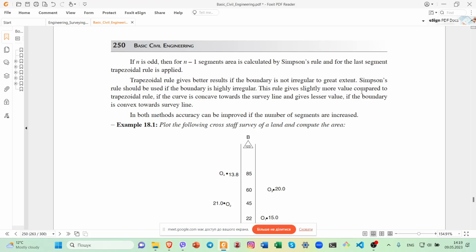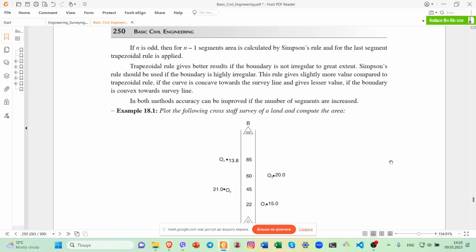Trapezoidal rule gives better results if the boundary is not irregular to a great extent. Simpson's rule should be used if the boundary is highly irregular. This rule gives a slightly larger value compared to the trapezoidal rule. In both methods, accuracy can be improved if the number of segments is increased.